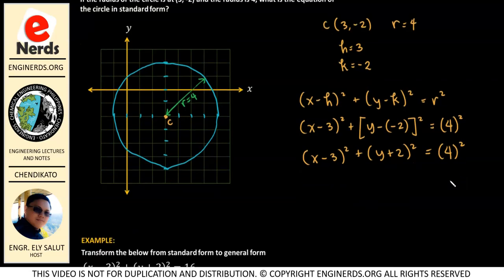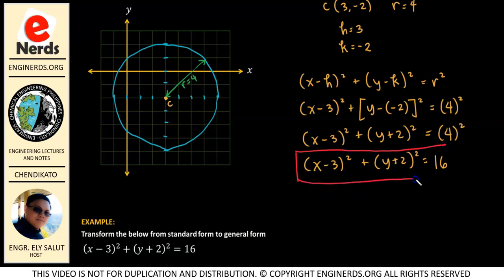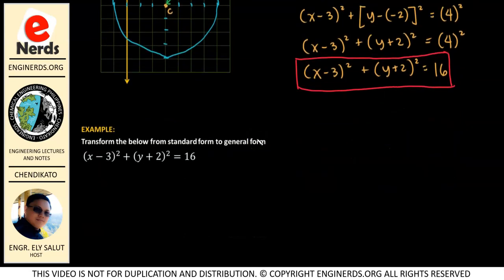Okay, so now, based from this standard form, we can now simplify this further because we have 4 squared here. So we have x minus 3 squared plus y plus 2 squared is equal to 4 squared, which is equal to 16. Okay? So, this is our final answer dito sa ating question. Dahil pinahanap lang naman sa atin is yung standard form ng ating circle. No? Now, punta tayo dito sa next problem.